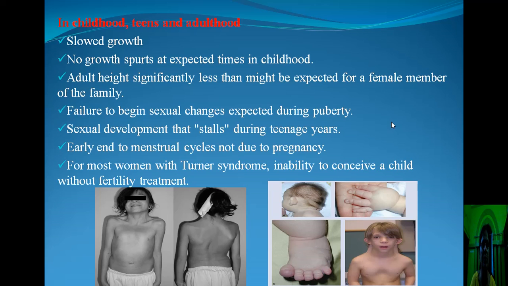Next, the symptoms which are found in childhood, teenage and adulthood. In that case, they have slowed growth, no growth spurts at the expected time in childhood, adult height significantly less than might be expected for a female member of the family, failure to begin sexual changes expected during puberty, sexual development that starts during teenage years, early end to menstrual cycles not due to pregnancy, and, for most women with Turner syndrome, inability to conceive a child without fertility treatment. In this diagram, you can see the females having Turner syndrome. These are the symptoms which are found in this syndrome.